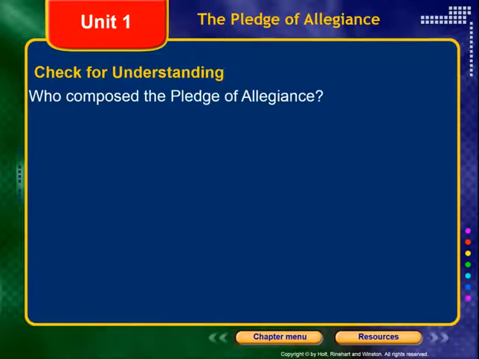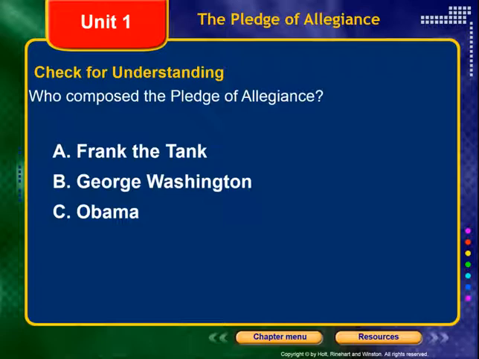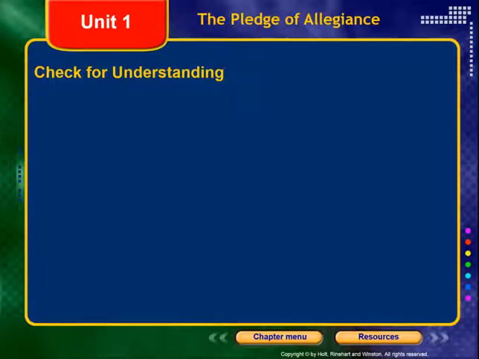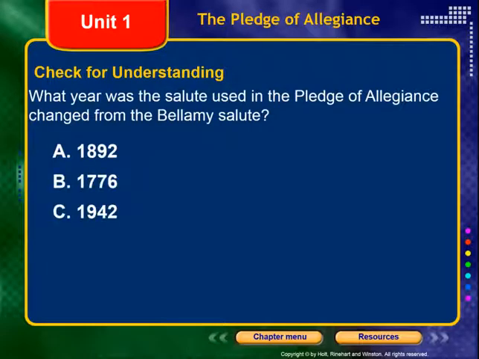So let's see how we're doing. Who composed the Pledge of Allegiance? Was it Frank the Tank? Was it George Washington? Was it Obama? Or was it Francis Bellamy? It was Francis Bellamy. What year was the salute used in the Pledge of Allegiance changed from the Bellamy Salute? Was it 1892? Was it 1776? Was it 1942? Or was it 1954? It was 1942. Remember, the change in the salute was due to the fact that it was the same salute that Hitler used, so they wanted to change it.